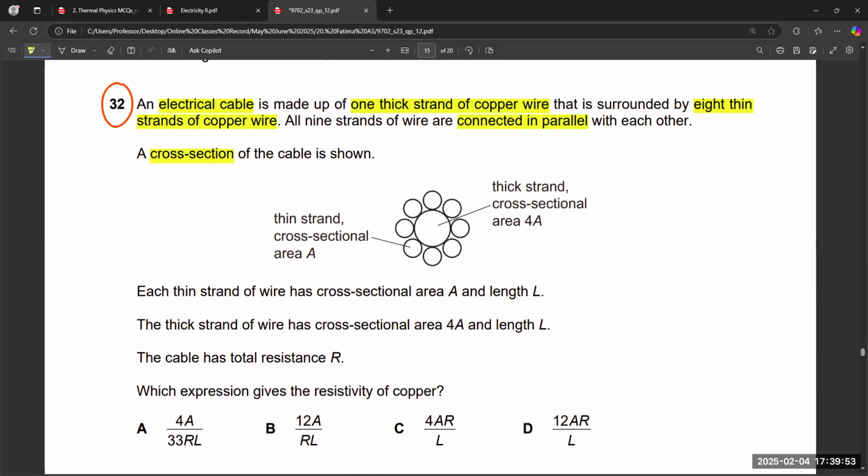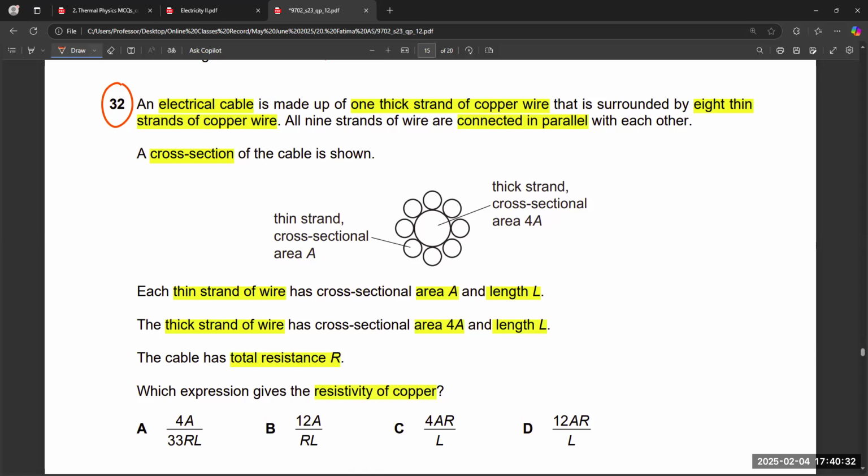Each thin strand of wire has a cross-sectional area A and length capital L. But the thick strand of wire has cross-sectional area 4 times A, but the length is the same. And the cable has a total resistance R. So we don't know the exact value, only that it is equal to capital R. Which expression gives the resistivity of the copper? So we need to show the equation for resistivity from the given options. That resistivity is equal to which quantity?